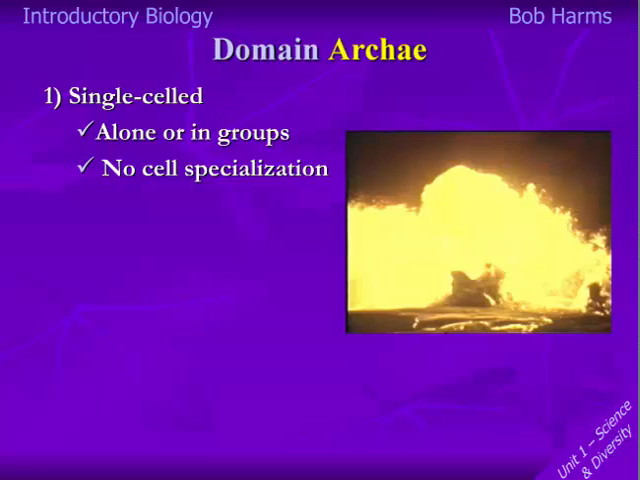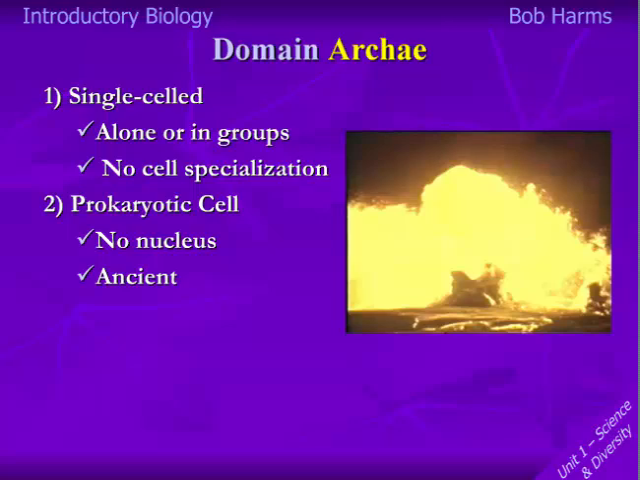In particular, the Archaea are made up of a cell type called a prokaryotic cell. And there are 2 major cell types out there in living organisms. Prokaryotic cells are very small. They do not have a nucleus. Now, they do have DNA, but that DNA is usually just kind of mixed in with the rest of the cell. And they're very ancient.